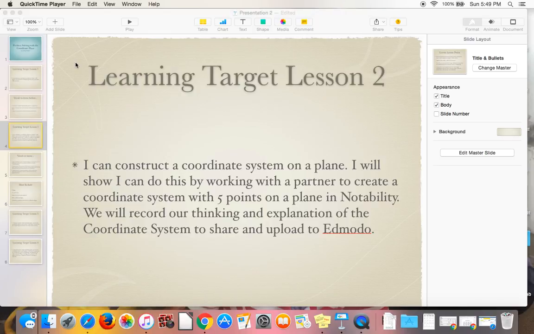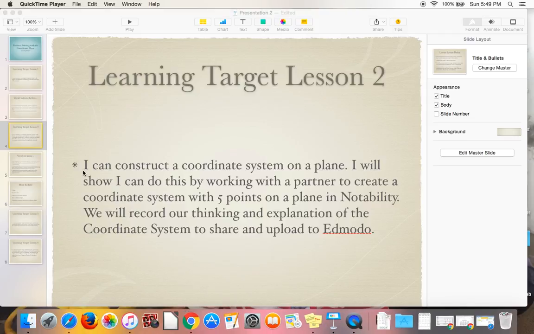So I want to read the learning target to you. It states, I can construct a coordinate system on a plane. I will show I can do this by working with a partner to create a coordinate system with five points on a plane in Notability. We will record our thinking and explanation of the coordinate system to share and to upload to Edmodo.